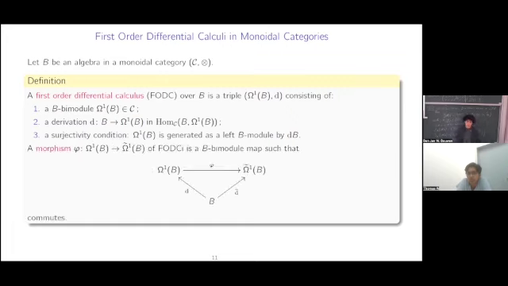A morphism, on the other hand, is just a commutative diagram of this form. Namely, if we have two different differential calculi over the same braided algebra B, we just want this diagram to commute. Namely, the requirement that we ask is that the map phi intertwines the differentials that we have on the two calculi. So we denote the category of first order differential calculi over a braided algebra B by C diff B, very explicitly.